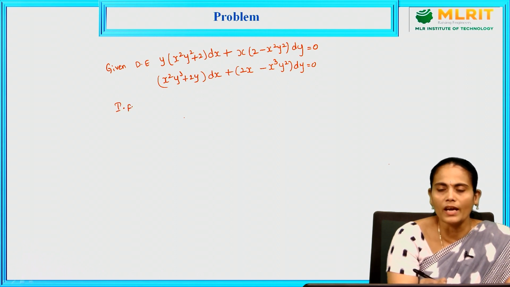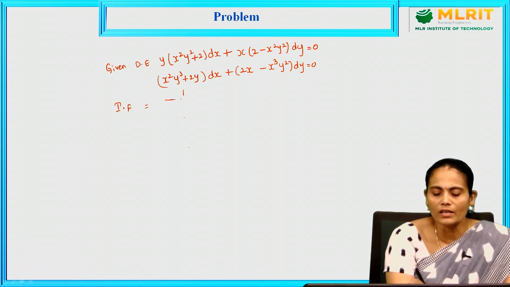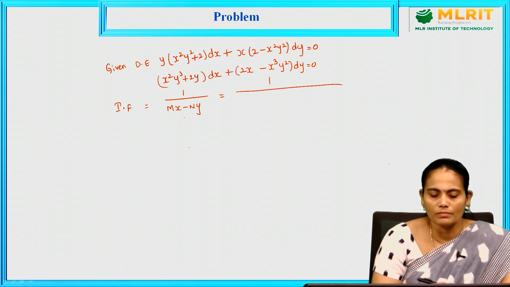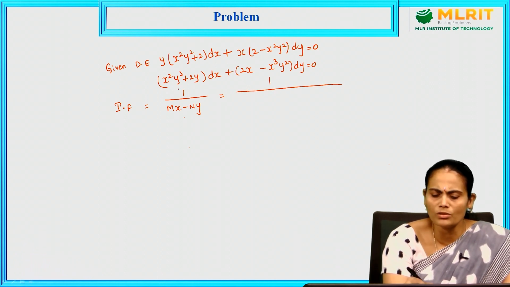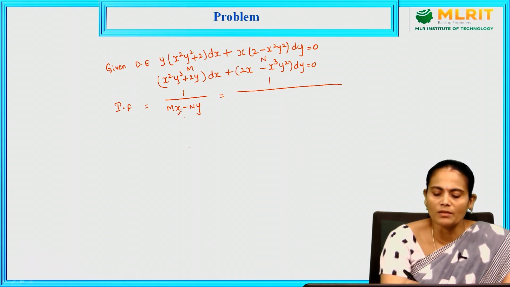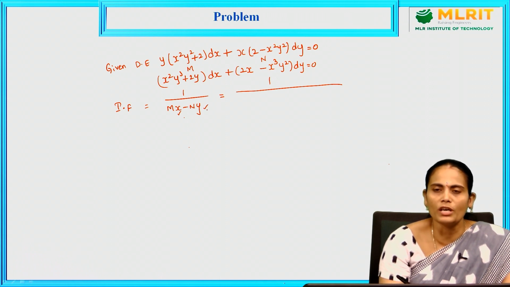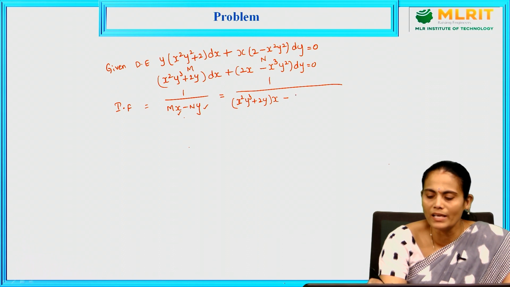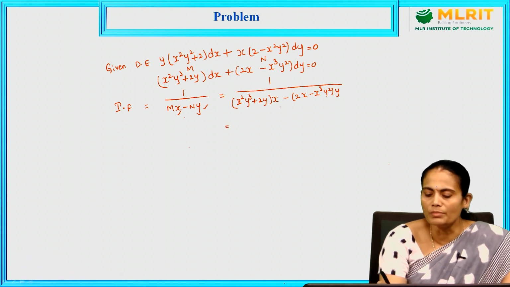Now we are finding an integrating factor. So integrating factor is 1 by Mx minus Ny. Here this is the function M and this is the function N. For the function M you have to multiply with x, and for the function N you have to multiply with y. So Mx is (x square y cube plus 2y) into x, minus, here N is 2x minus x cube y square, into y. And now we will do the simplification of this.